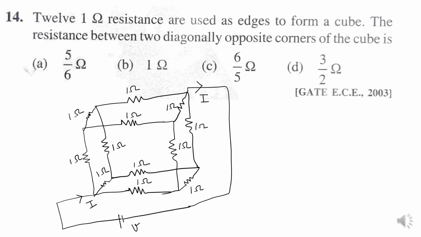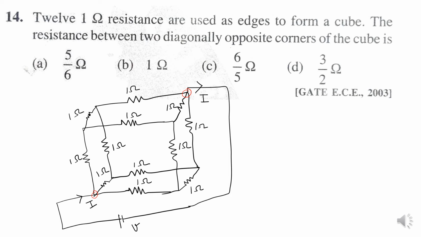Next problem: 12 resistances of 1 ohm each are used as edges to form a cube. Find the resistance between two diagonally opposite corners of the cube. See here, this is the cube. All resistances are the same. These are the diagonally opposite corners. Now I am going to find the resistance between them.